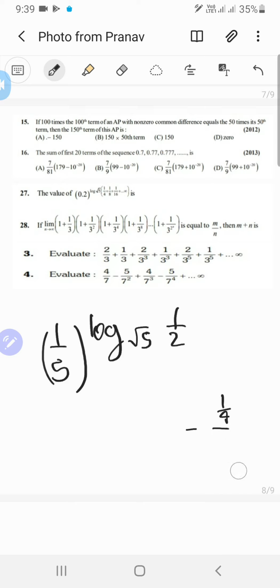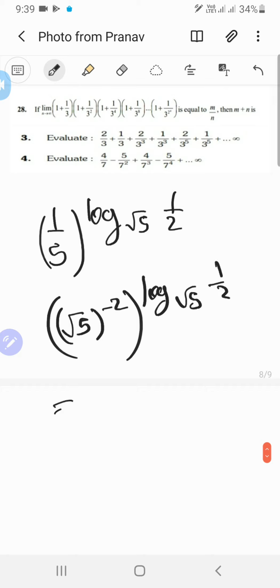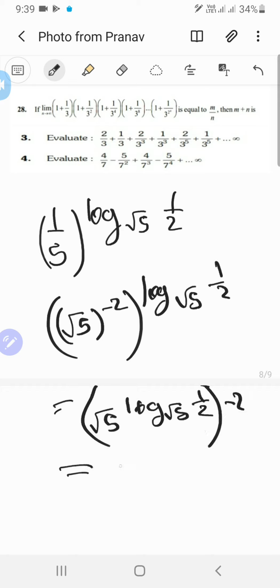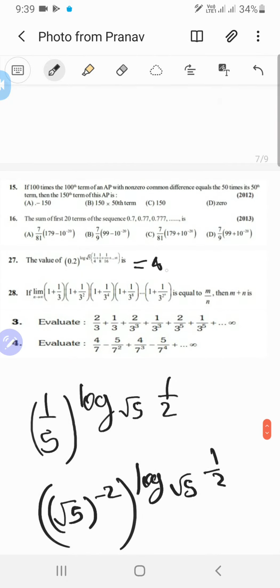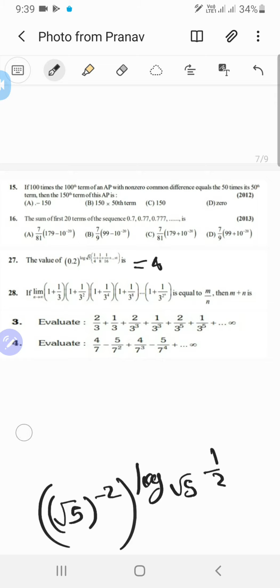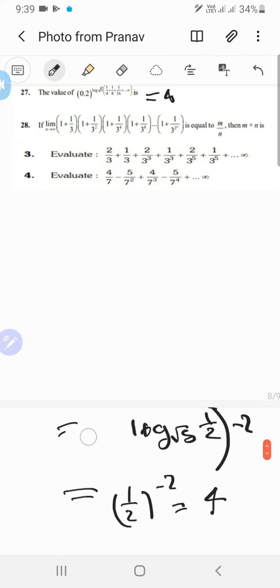Okay, so what I'm going to do is write it as root 5 raised to negative 2, and then this complete thing raised to this power, which can also be written as root 5 raised to this power, and then this raised to negative 2, which is going to be half to the negative 2 power, which is 4. Yep, this value is going to be 4. Exactly the same as the previous question, one of the questions which we have already done.